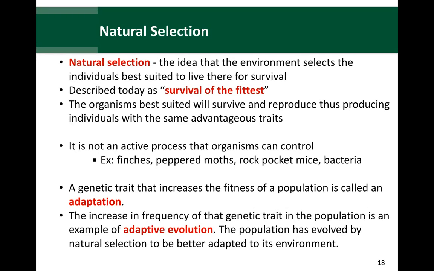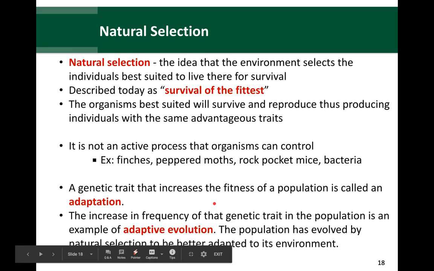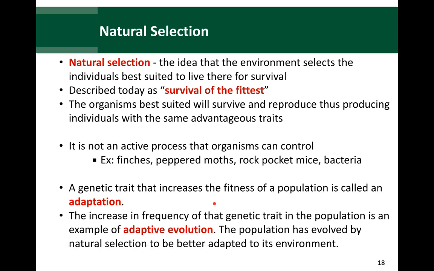You guys looked at peppered moths. The thing with the mice, those are rock pocket mice. And initially you saw the example with bacteria and antibiotic resistance. So ultimately, a genetic trait that increases the fitness of a population is an adaptation or an adaptive trait. And the increase in the frequency of that genetic trait, of that gene, with the particular alleles that code for the favorable form of that trait in the population, is an example of adaptive evolution.